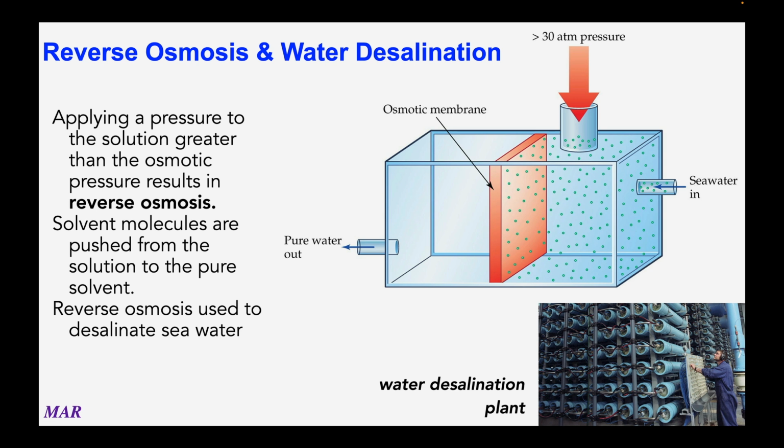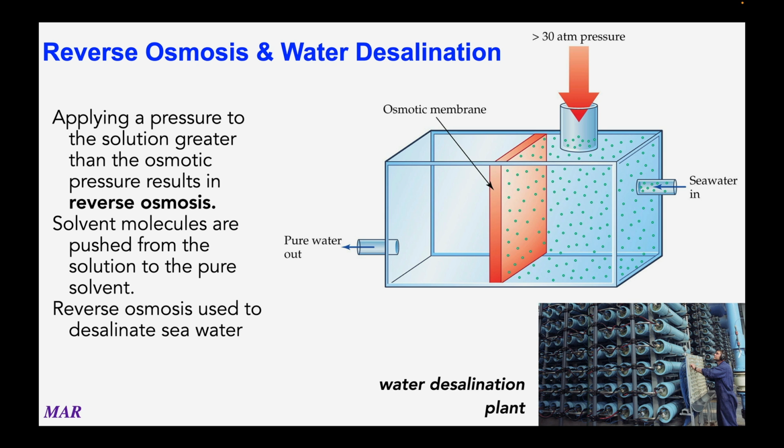pure solvent to the solution. If you pressurize it, and you can see it's greater than 30 atmospheres often, you can actually force the solvent molecules through the membrane, so you end up with pure water on the other side. So it's a way to desalinate the seawater, and you end up with drinking water. As water becomes more scarce, this is being used more and more.